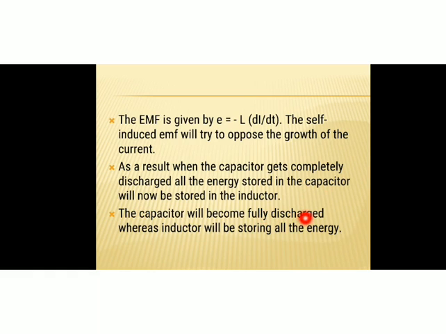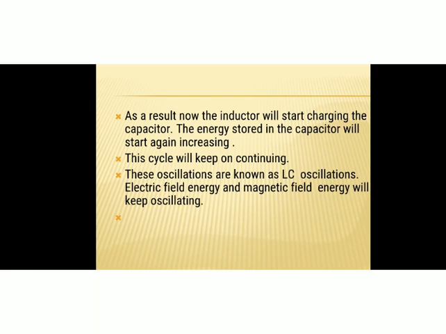So the capacitor will become fully discharged, whereas the inductor will be storing all the energy when the capacitor is discharged. As a result, now the inductor will start charging the capacitor. So once the capacitor is fully discharged, it will start to charge again. Okay, and the inductor will charge this capacitor again. And now what happens? The energy stored in the inductor will be transferred to the capacitor. So now the capacitor starts to gain energy. So the energy stored in the capacitor will start increasing again. This cycle will keep on continuing.